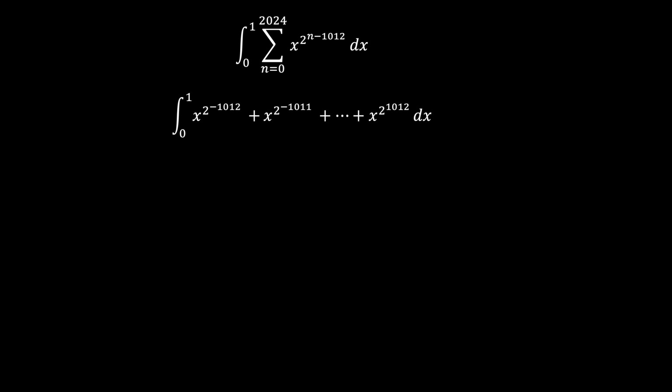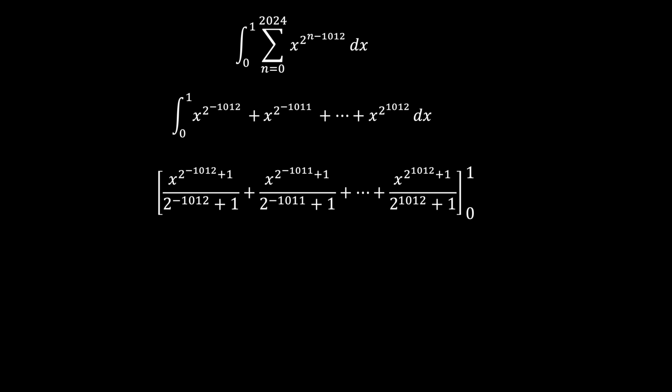When you expand that, you get x to the power 2 to the power minus 1012 and all these series terms. This is basically a power, to the power some number, to the power some number. So you can use the power rule and you will get all these expressions, and then you can substitute back your limits, and you know the zero limit would make everything zero. So the only thing left when you substitute the one term, and you get all these terms.